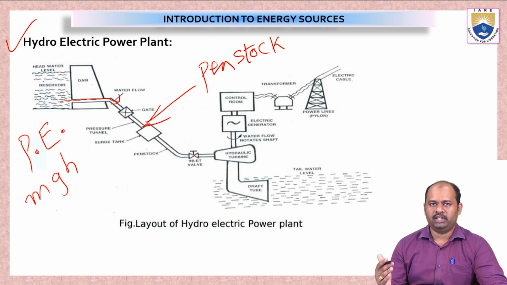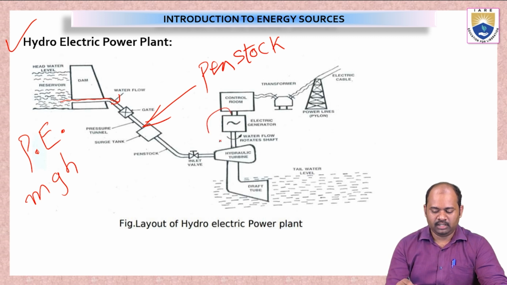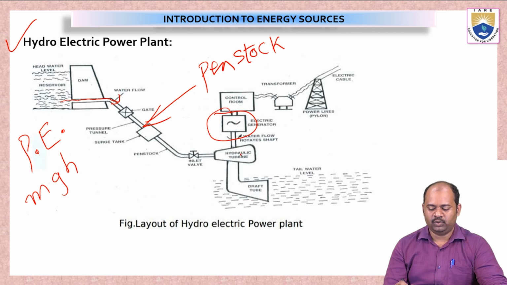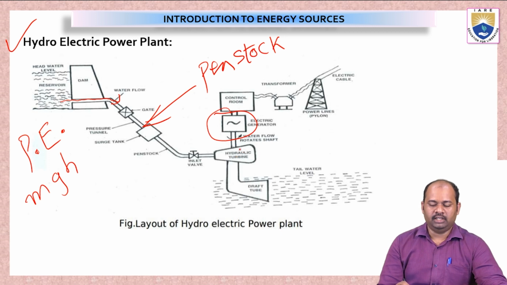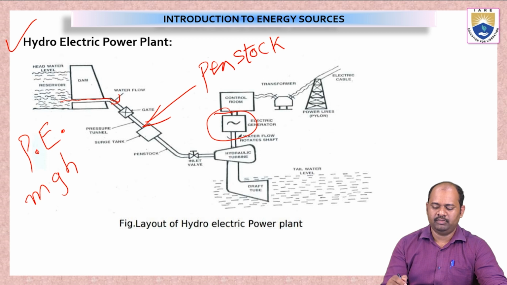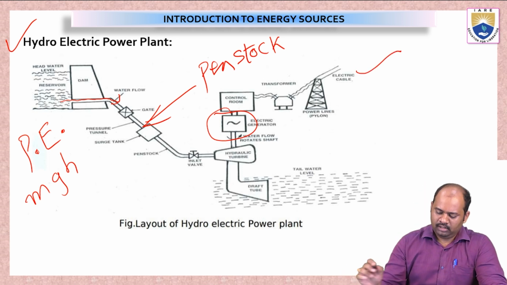This high pressure water is sent onto the turbine, and the turbine blades rotate with the pressure of the water coming out. When the turbine rotates, it produces electricity with the help of a generator. Here we have a generator directly shafted together with the turbine. So when the turbine rotates, it rotates the hydraulic generator, and the generator produces electricity. This can be used for domestic or industrial purposes.